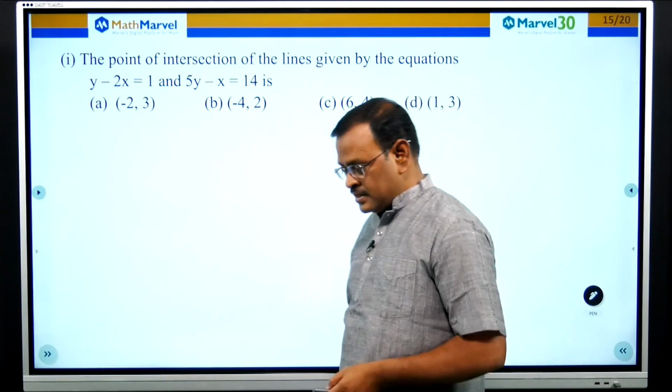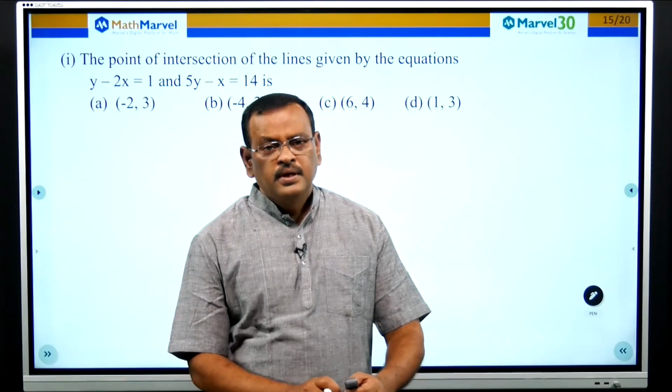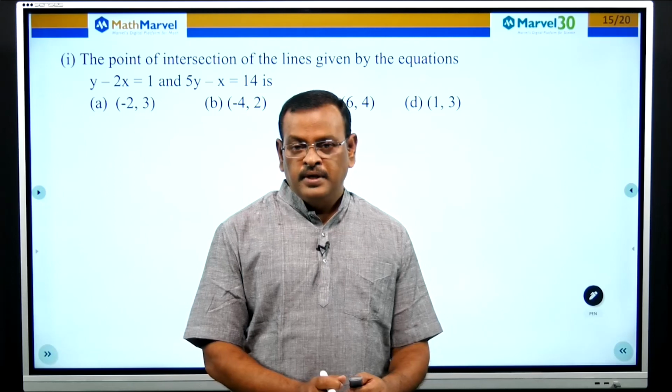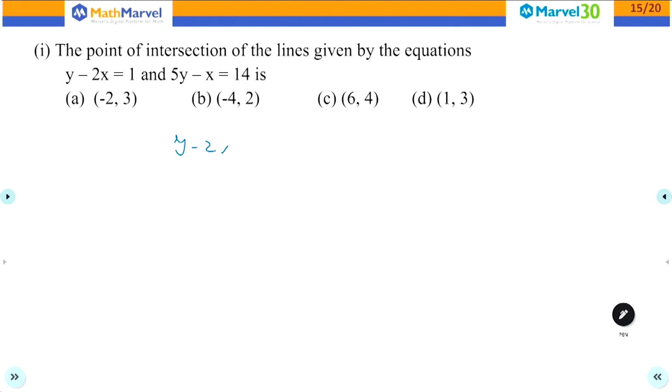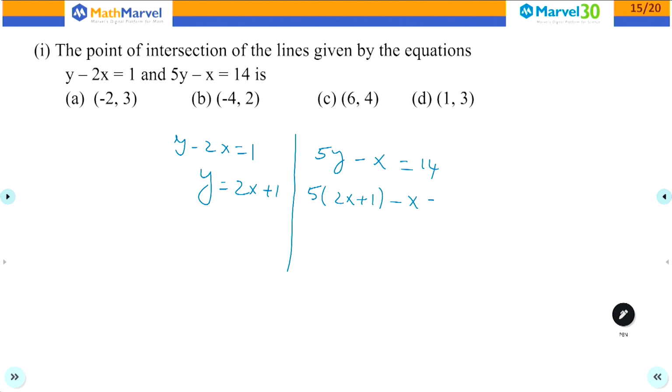So how to find the point of intersection? Either we can apply the substitution method or the elimination method. Here the given equation is y minus 2x equal to 1, so y equal to 2x plus 1. Substitute in the second equation, 5y minus x equal to 14: 5 into (2x plus 1) minus x equal to 14, 10x plus 5 minus x equal to 14, 9x equal to 14 minus 5 equal to 9, so x equal to 1.